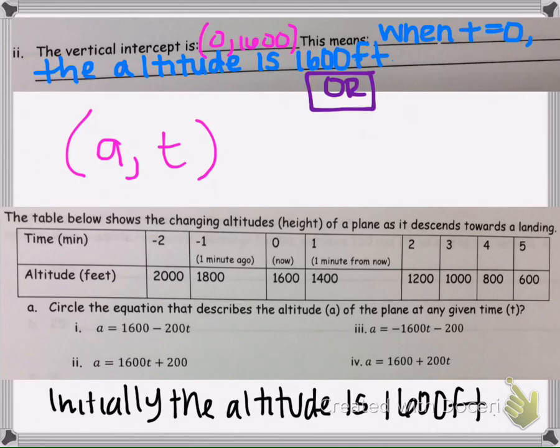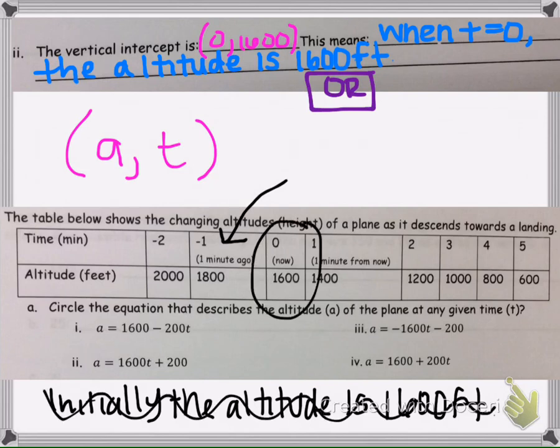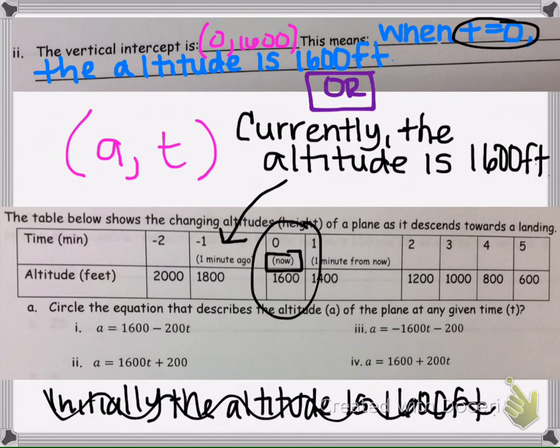I know in a lot of problems we would say initially, but we don't want to say initially because, as you could see in this particular problem, the altitude is greater than 1600. So the plane doesn't start out with an altitude of 1600. So we don't want to word it that way. But if we look here, it says that when the time is 0, it represents right now, the current altitude. So we could also say currently the altitude is 1600 feet because it tells us now.